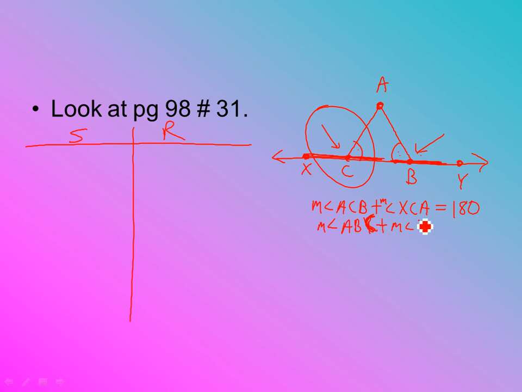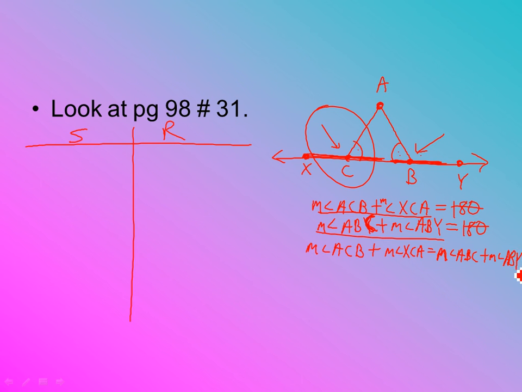The measure of angle ABY, those two together should equal 180. Well, if we know that this equals 180 and this equals 180, then we can sort of get rid of the 180s and we can say that the measure of angle ACB plus the measure of angle XCA should equal the measure of angle ABC plus the measure of angle ABY.